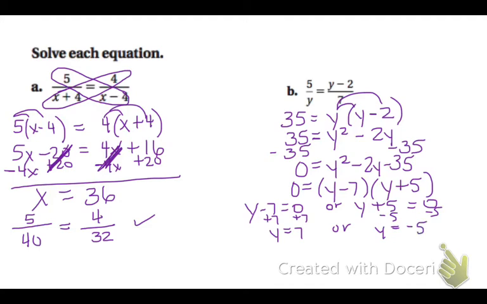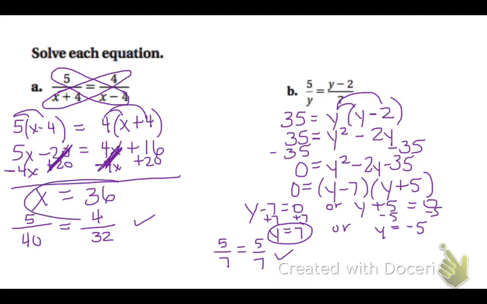Now, again, especially in the case with 2 answers, you want to check both answers just in case there is an erroneous solution, one that we just can't use because it doesn't make the original problem true. So we would put 5 over 7 for the first one. Y is equal to 7, so we substitute in a 7 for y. And when we take 7 minus 2, we get 5 over 7. So we know that 7 is an actual solution, okay?